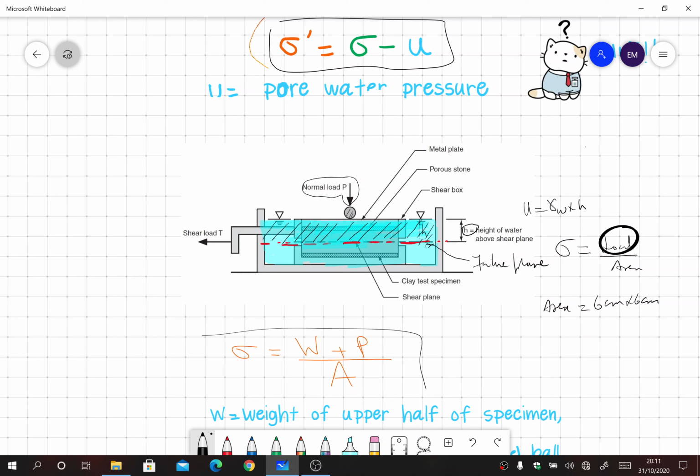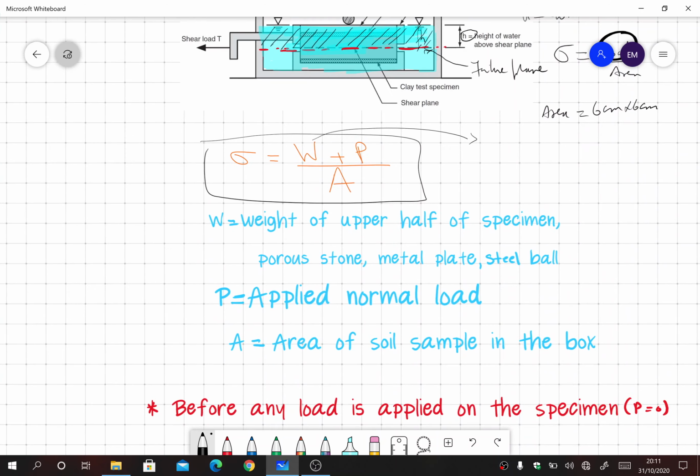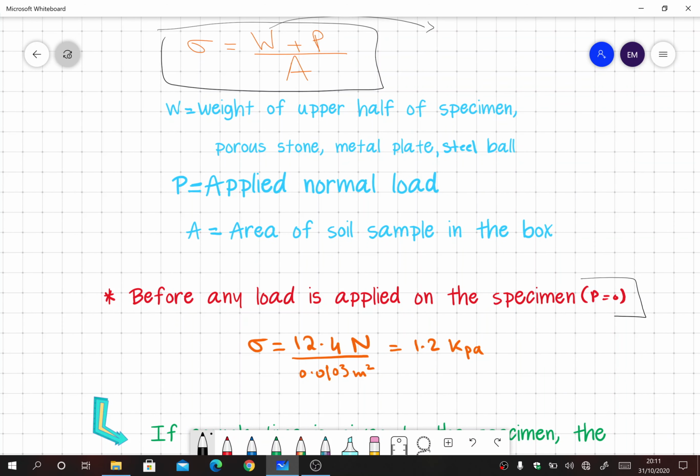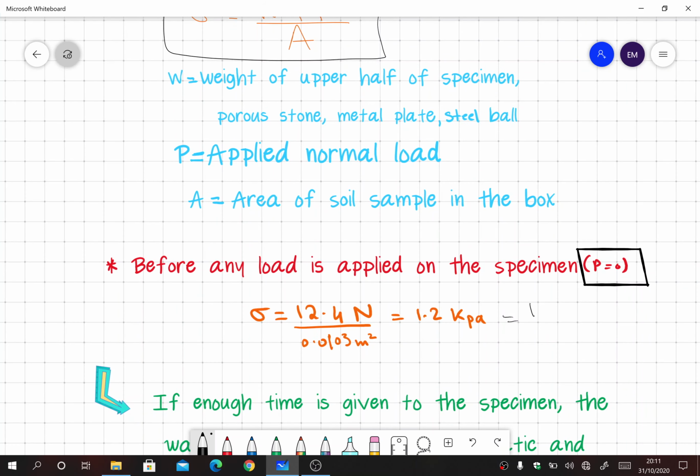So we can write here that total stress is equal to (W plus P) over A, where W is the load of the specimen, of the upper half of the porous stone, of the steel ball, and P is any additional load that we are applying during the test. So let's say that in the start we do not apply any external load, that means P is equal to 0. In that case sigma should be equal to W over A.